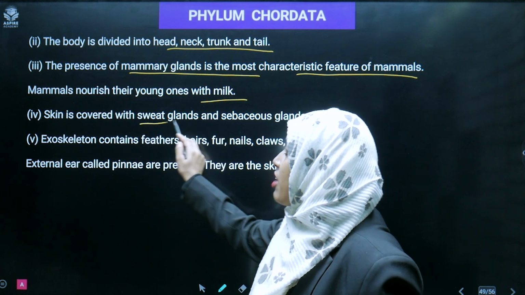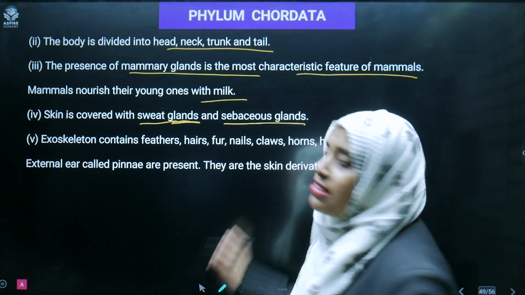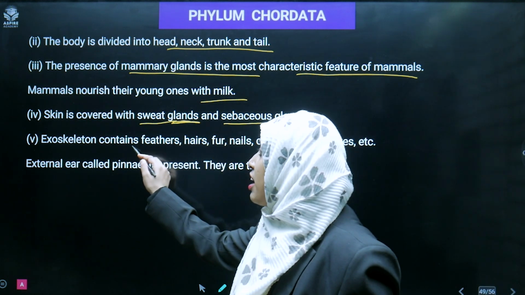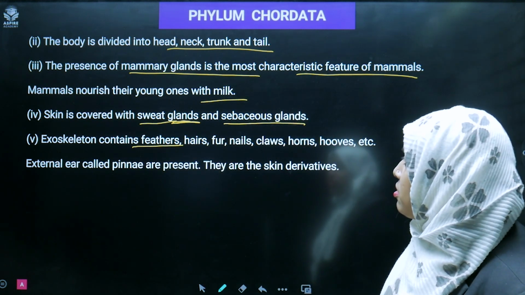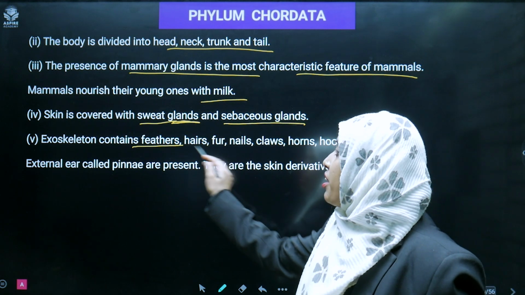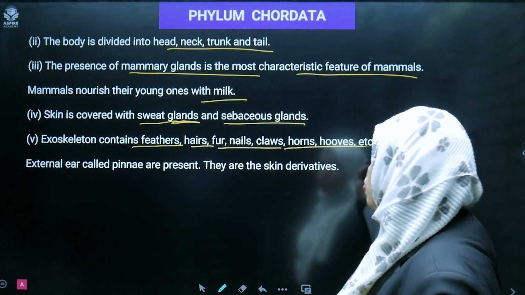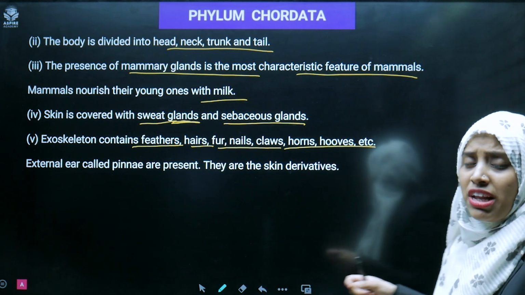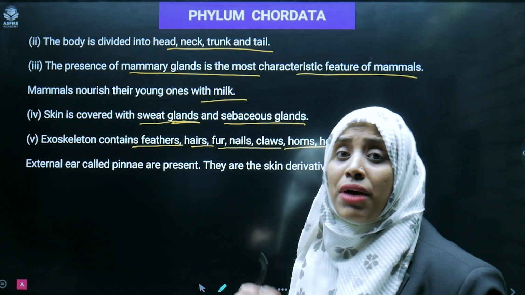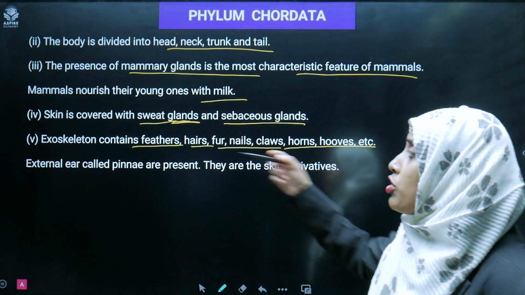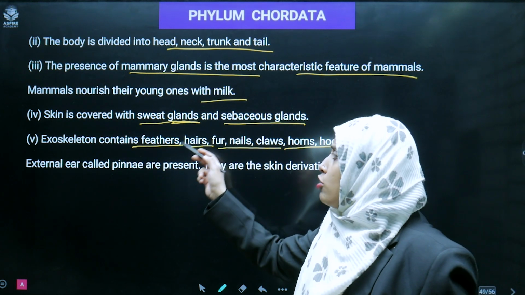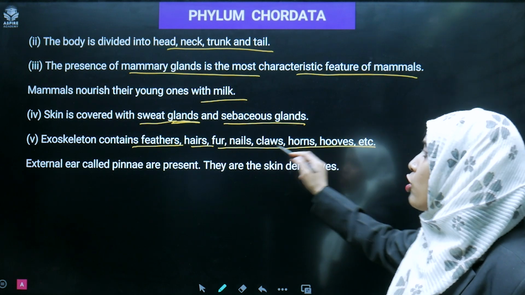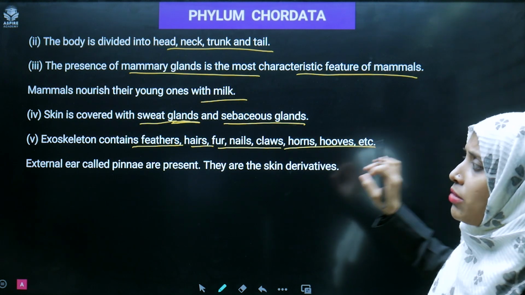The skin is covered with sweat glands and sebaceous glands, the 2 glands present in the skin region. Exoskeleton can contain feathers, hairs, fur, nails, claws. We can see these in certain animals, because in this class Mammalia all the animals are included, humans as well. Certain animals like yak have hairs and fur on their body. Nails and claws are present in mammals.